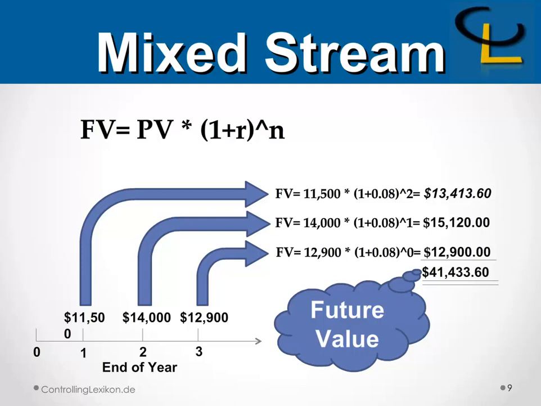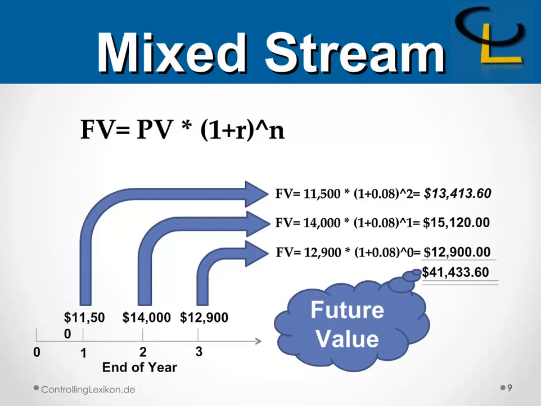Looking at the timeline, on the first year we calculate the amount for the next 2 years. So from year 1 to year 2 to year 3, which is 2 years. So the calculation is future value equals 11,500 multiplied by 1 plus 8% to the power of 2, which is the 2 years we calculated before, and we get $13,413.60.